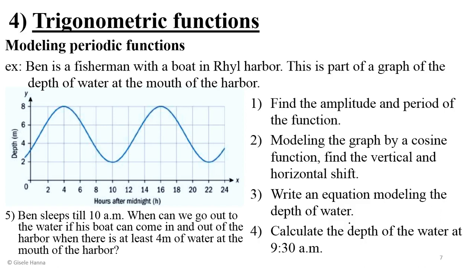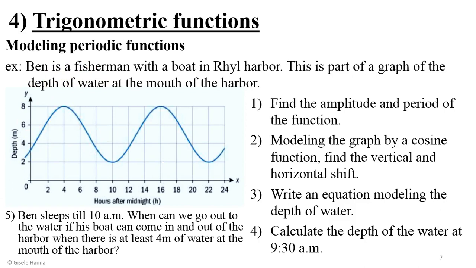Now, before we wrap up this lesson, we're going to go through this problem that models periodic functions. So over here we have Ben, a fisherman with a boat in a harbor. This part of the graph that is given here represents the depth of water at the mouth of the harbor. Okay, so the depth of the water at the mouth of the harbor is in fact represented by this function.